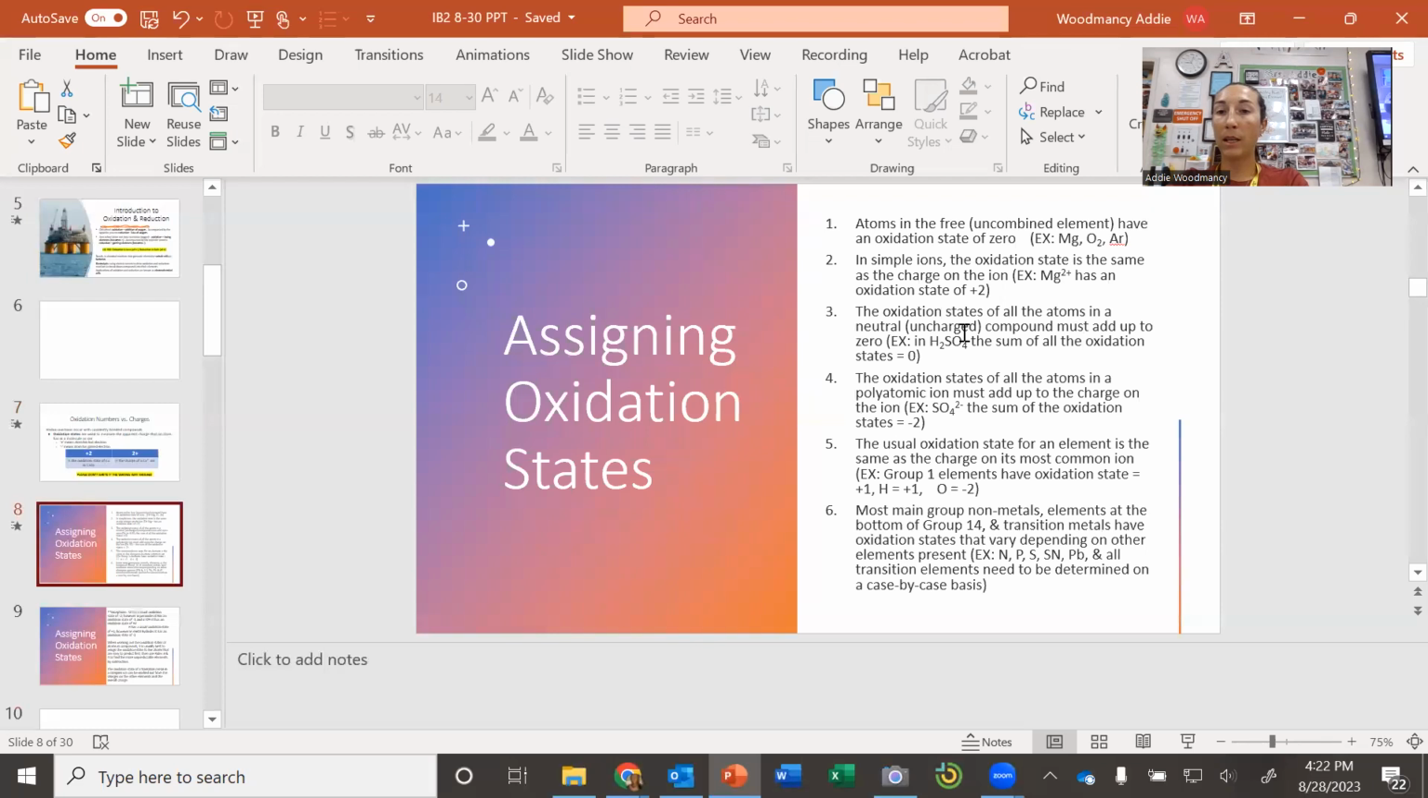Those that are in a compound, like here, sulfuric acid, H2SO4, all the oxidation states of hydrogen, sulfur, and oxygen in this case all have to add up to be 0. If it's a polyatomic ion like sulfate here, the oxidation state of sulfur and these 4 oxygens has to sum to the total charge, which would in this case be 2-.